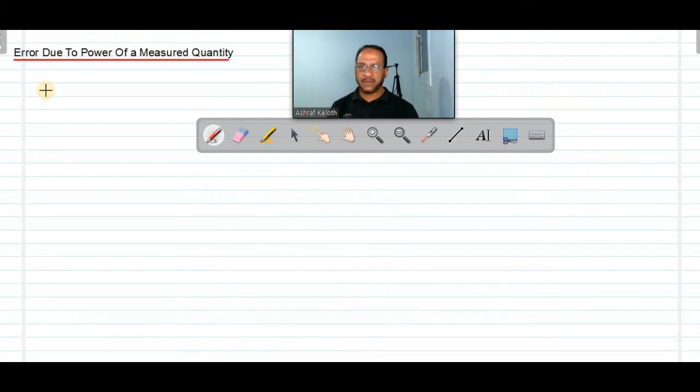This is the last topic in error calculation, that is error due to power of a measured quantity. It means, for example, suppose we have a physical quantity Z equal to A square. If Z is equal to A square, the power is 2, then it can also be written as Z equal to A into A, multiplied by A. Correct?